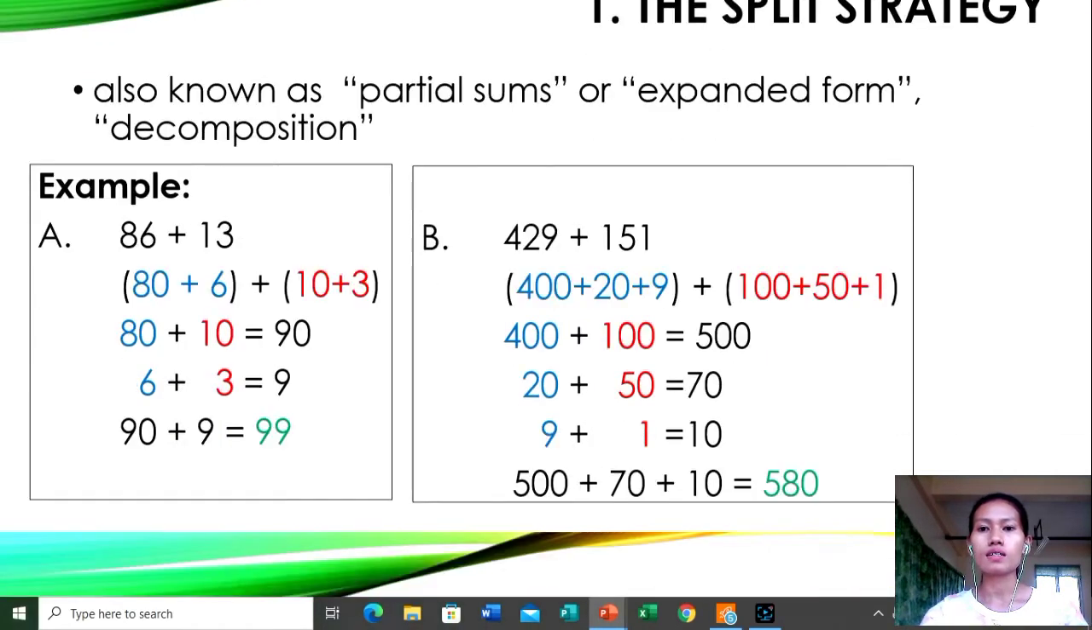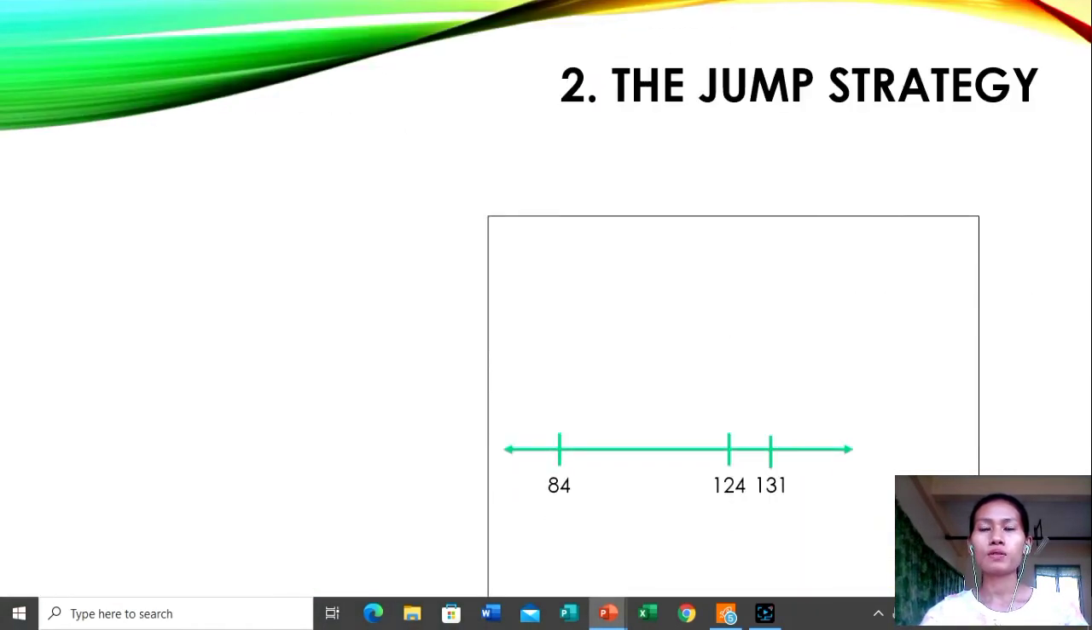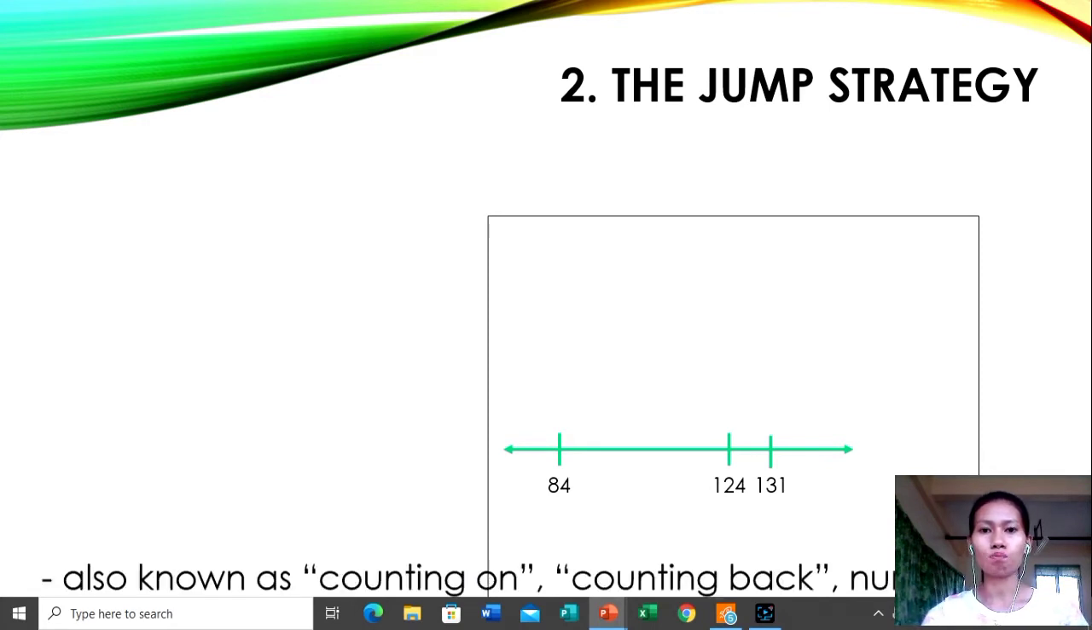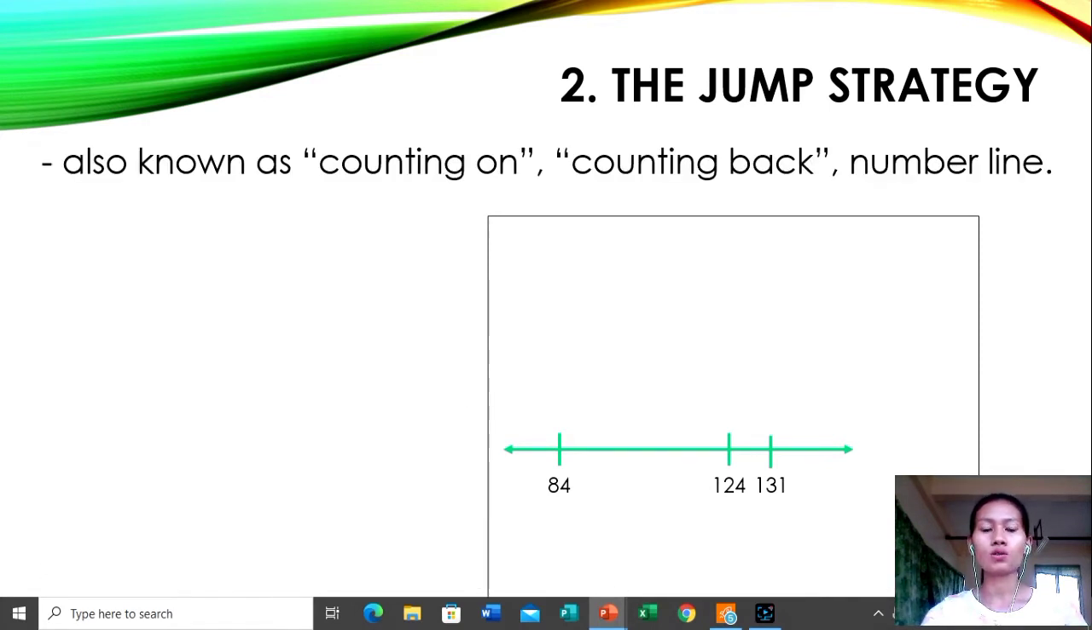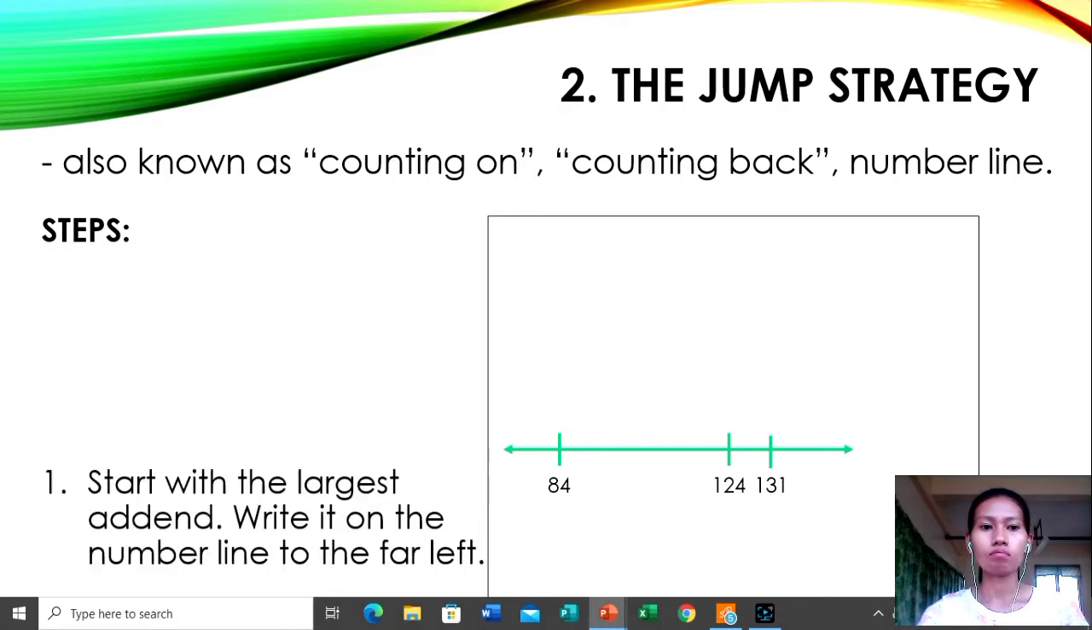Okay, so the next is the jump strategy. How do we use the jump strategy in addition? Jump strategy is also known as counting back or number line. Number line because in jump strategy we use number line to add or subtract.